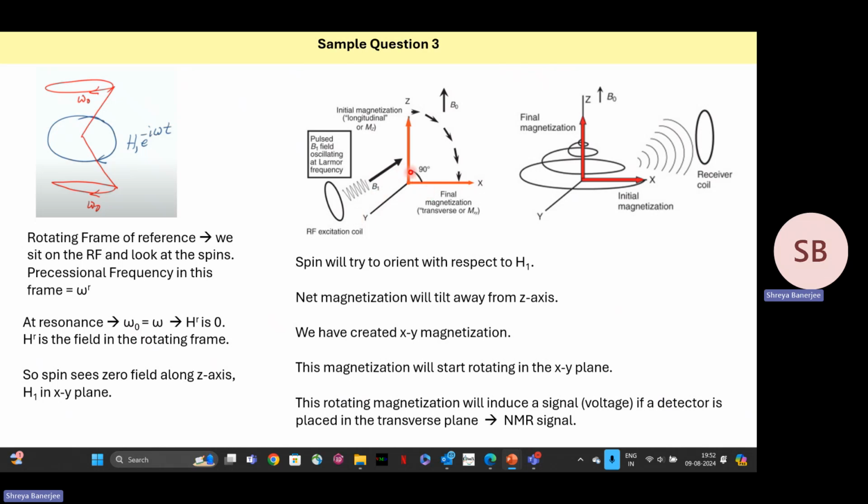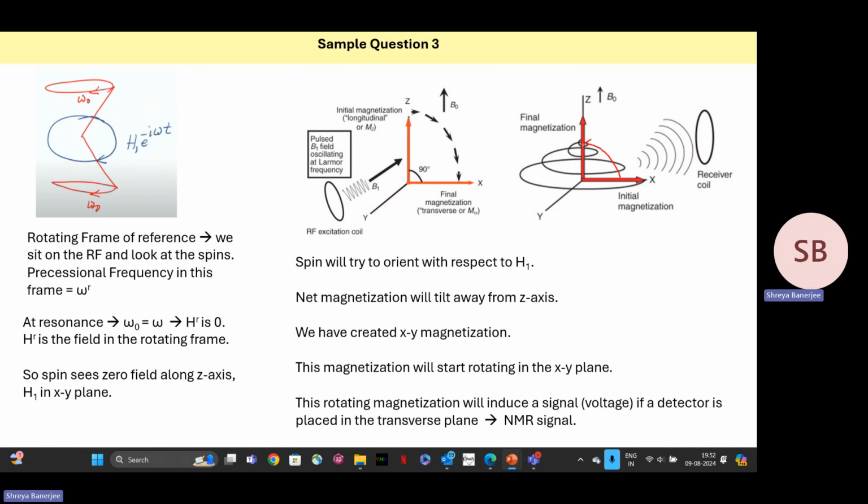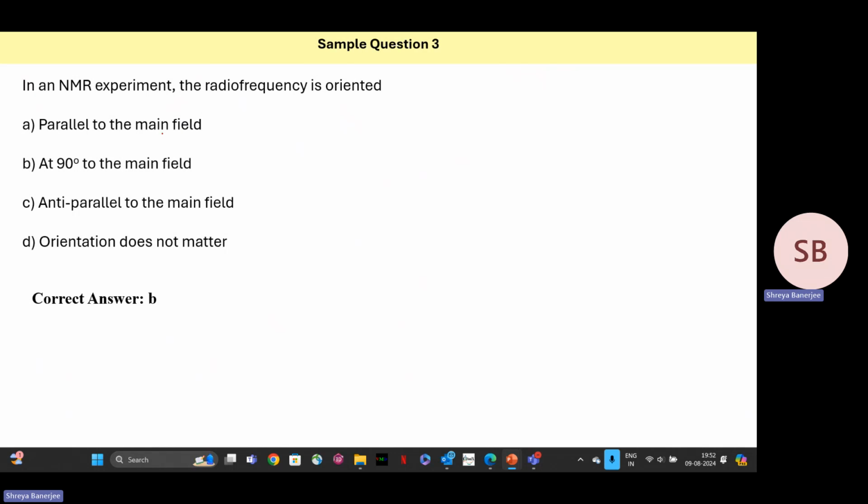So 90-degree is basically the angle which the magnetization is going through. The magnetization is going through a 90-degree angle to come to the X or Y axis. And once it comes to the X or Y axis, it is detected by the detector. And then slowly it will again go back to the Z axis, and your detector signal will decay. So the pulse that needs to be applied is a 90-degree pulse. That is what the question is asking. The radio frequency is oriented 90-degree to the main field, that is B.